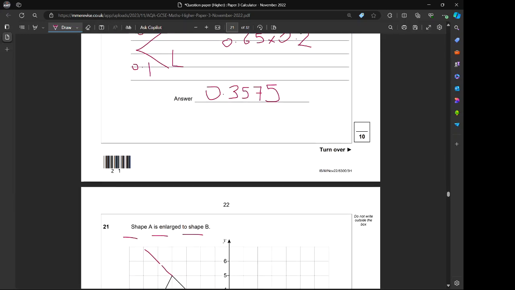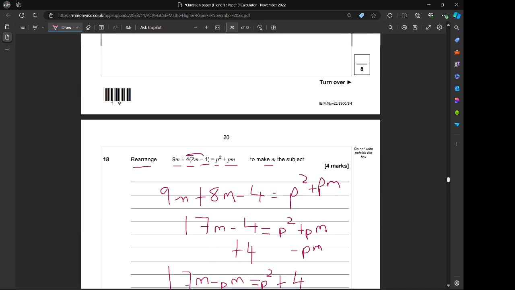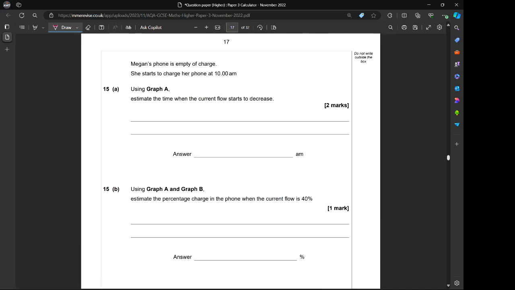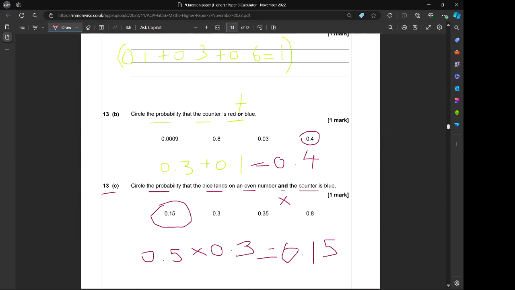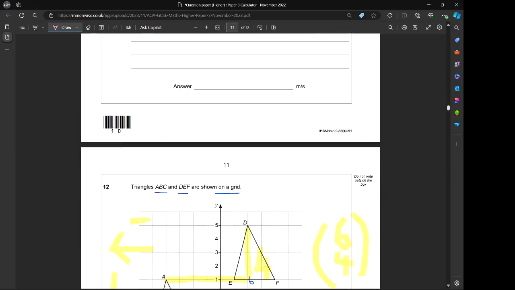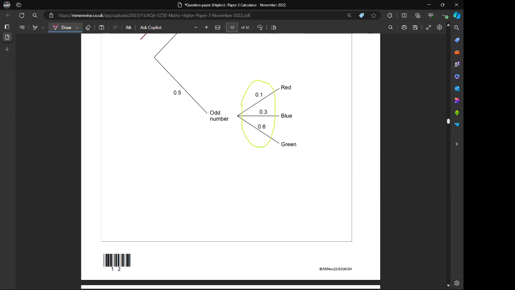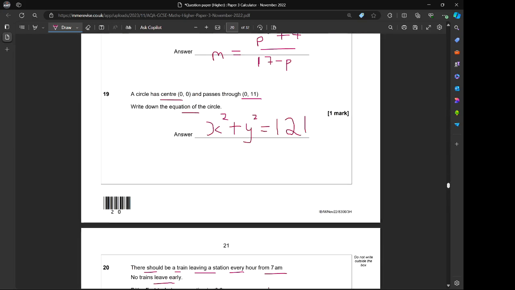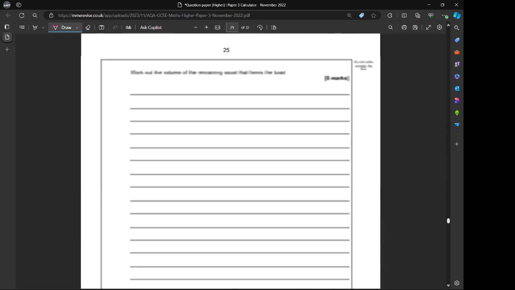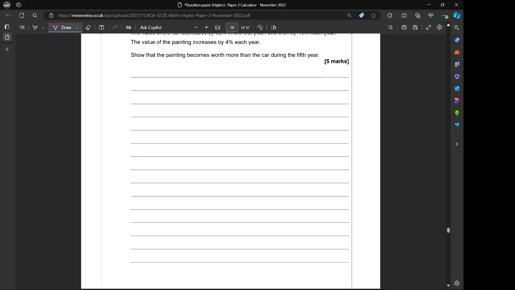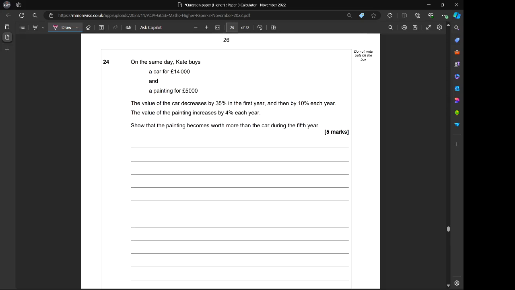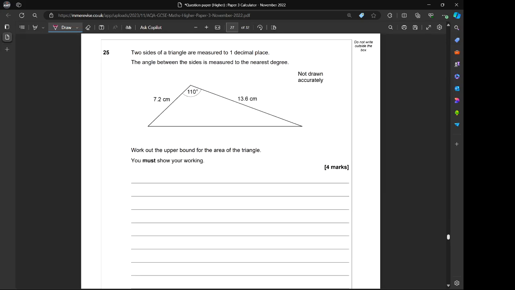Right. Are there many more questions to do? That one I've skipped here because it's a graph question. Okay. Let's do one more, and then we'll call it a night.